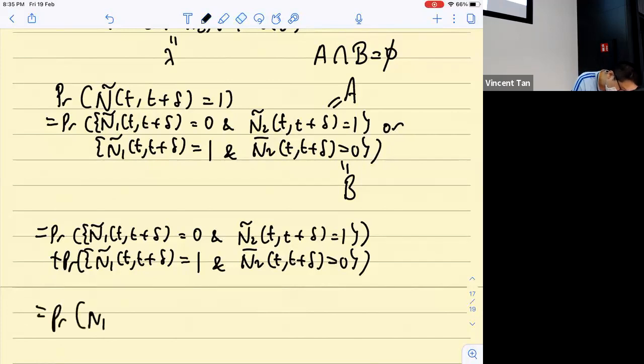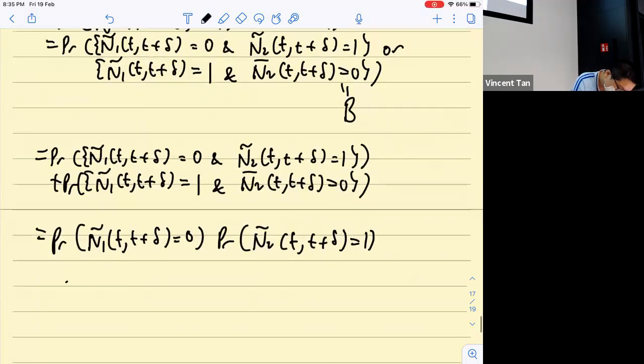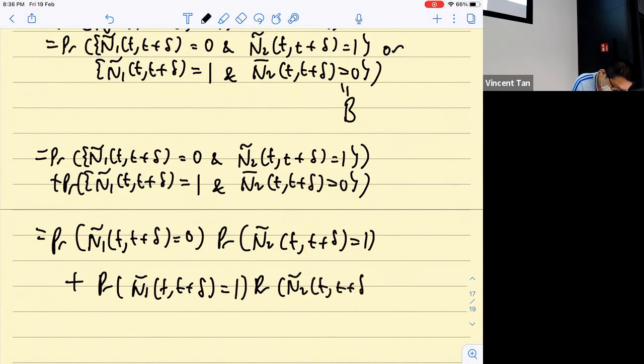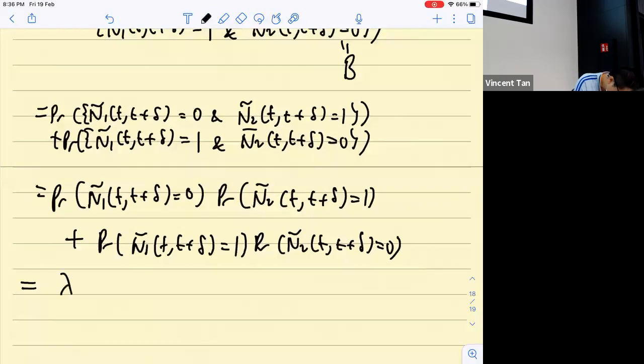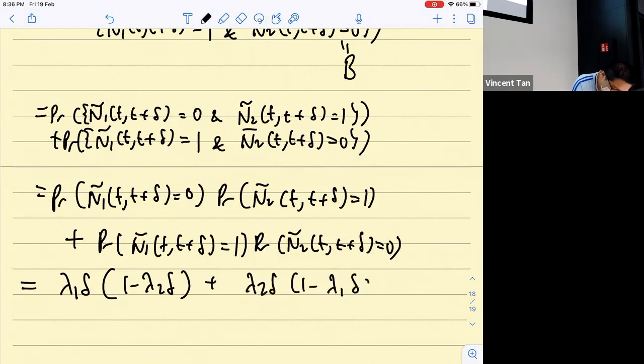This is the probability that N1 tilde at t plus delta equals 0, multiplied by the probability that N2 tilde at t plus delta equals 1, plus the other part: N1 tilde at t plus delta equals 1 and N2 tilde at t plus delta equals 0. So plugging all this in, we have lambda 1 delta. To be precise, we need all this little o delta, but I'm not going to write it down, okay? And this second part here is 1 minus lambda 2 delta. And this is lambda 2 delta, times 1 minus lambda 1 delta.